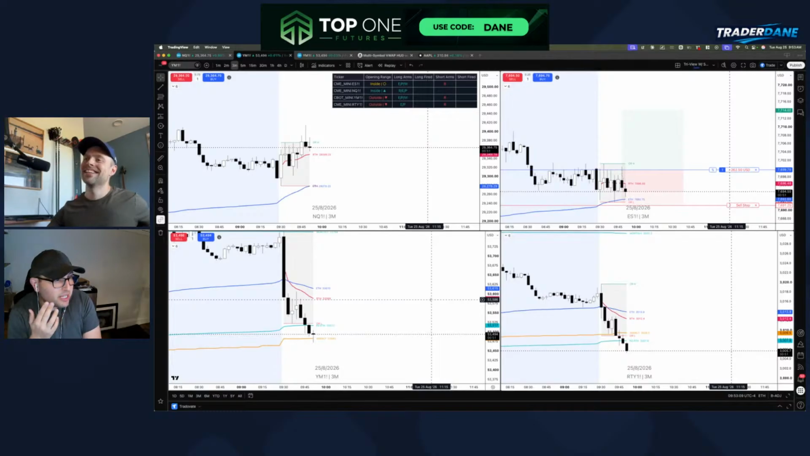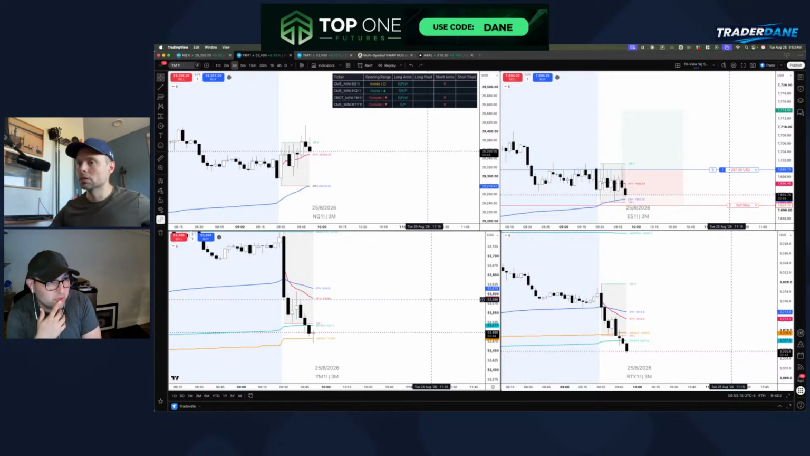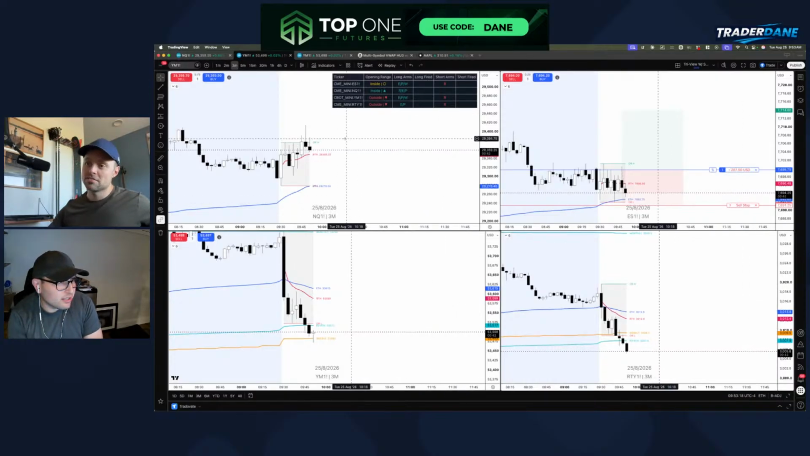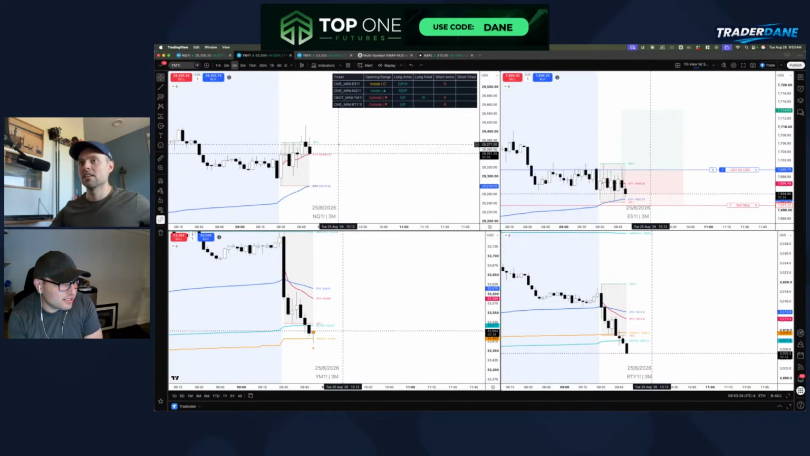I wouldn't say this is mixed. This is just like a nothing. Like NQ and ES are not moving. Especially ES, right? I mean, especially ES. Yeah. But the opening range on NQ is 80 points. Oh, 100 points? Yeah. It's nothing.